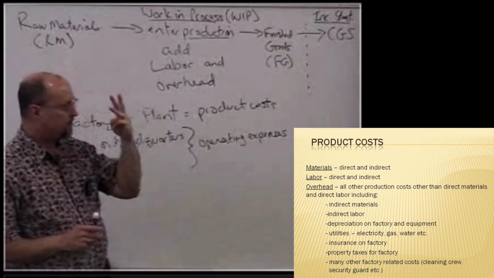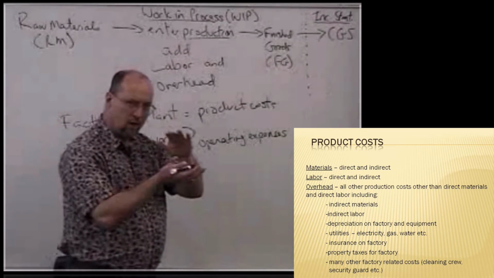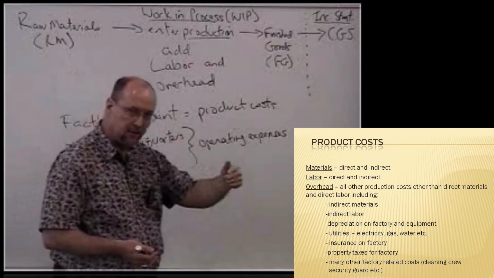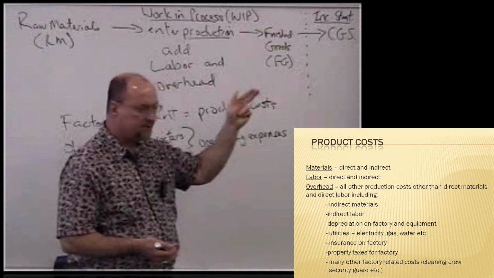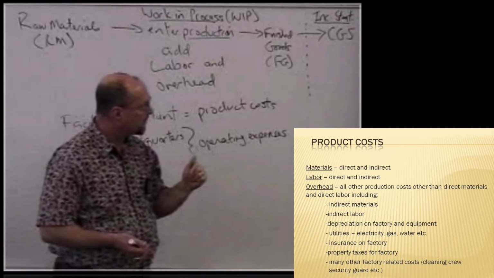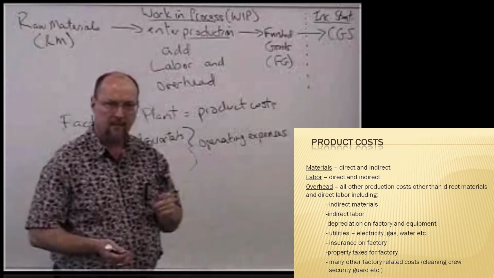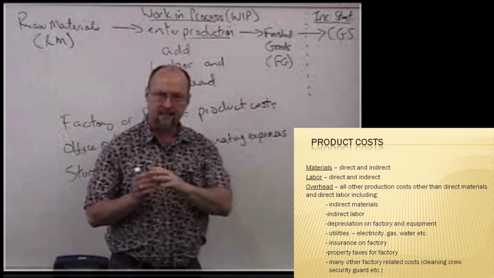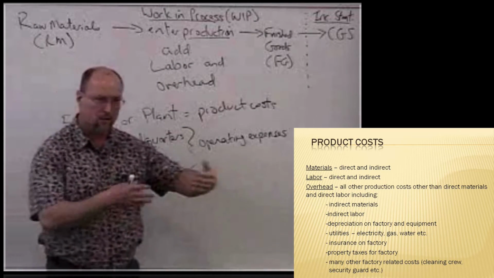So we have three primary product cost categories: materials. Materials we break down between indirect and direct. Labor, same thing, indirect and direct. And then overhead. Now, I want to go back to labor for a second. These are the people who build the product. Think of an assembly line. Think of an automotive assembly line.